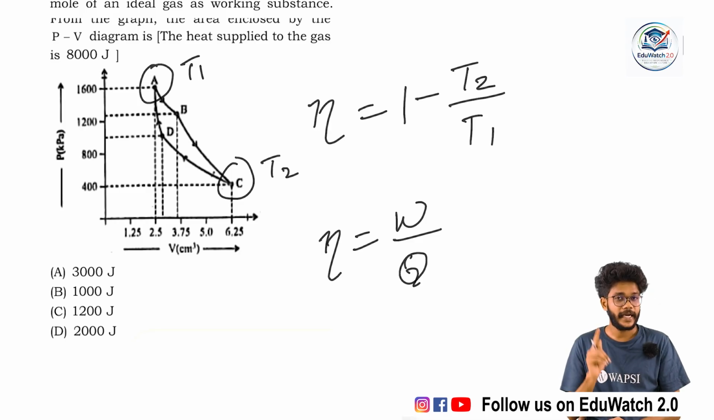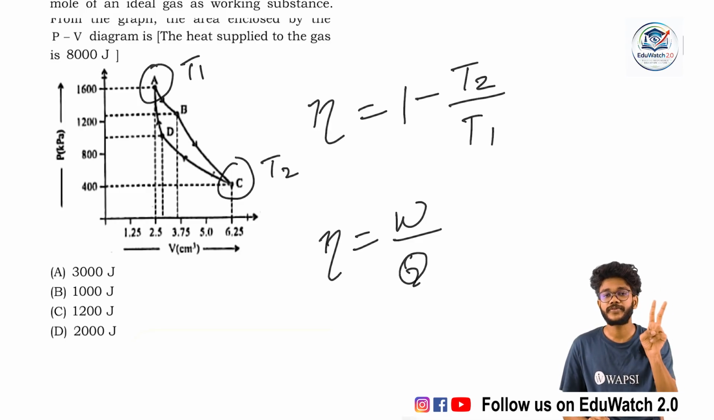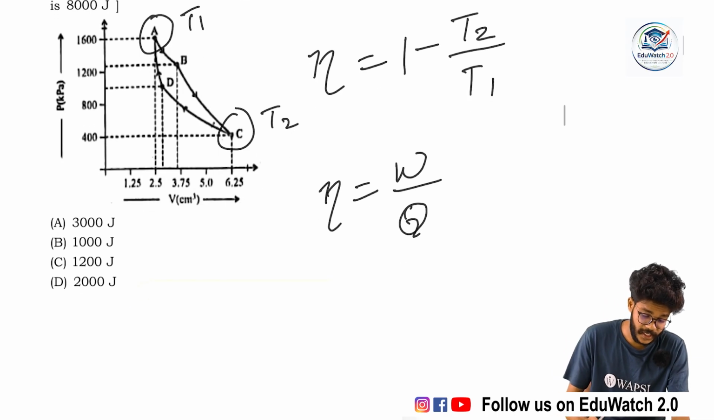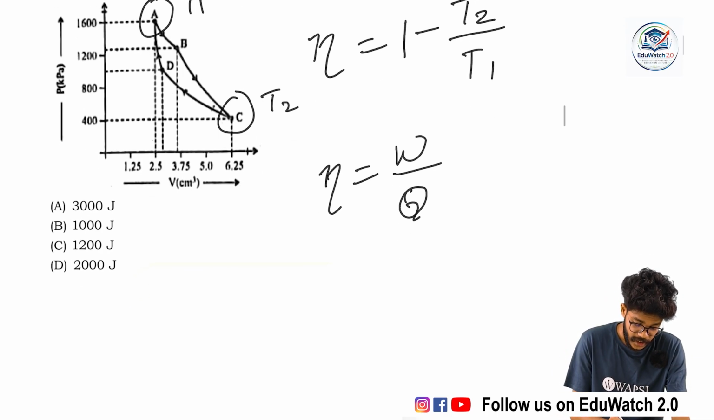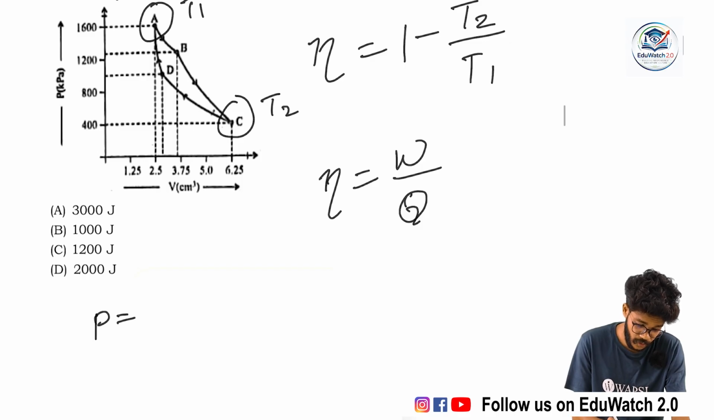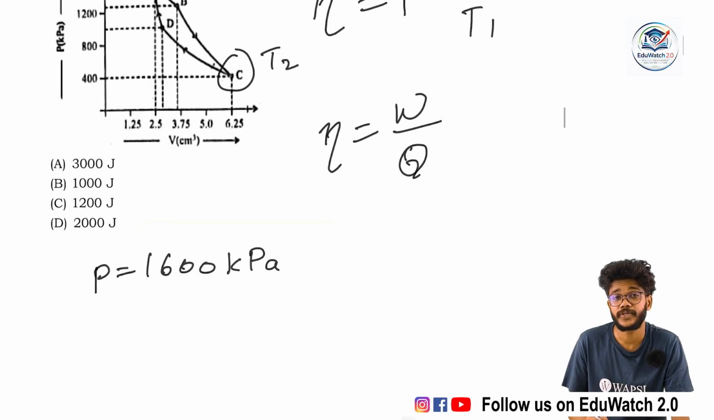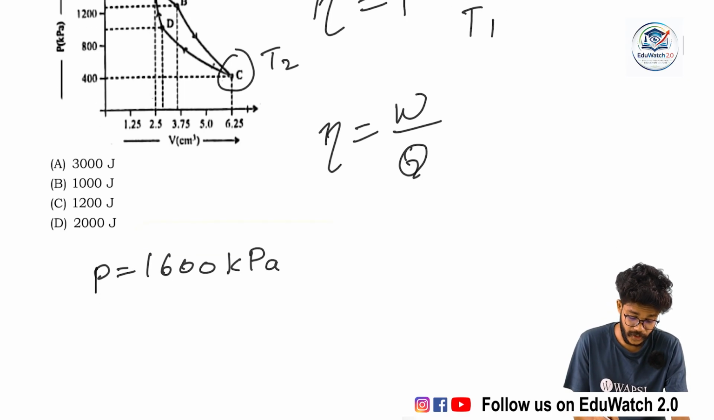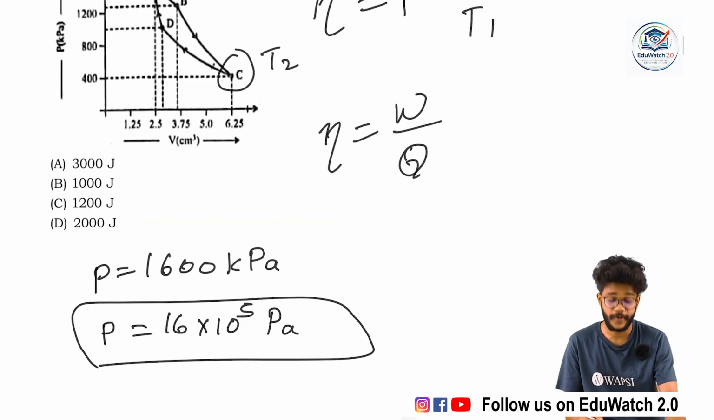And I am again saying that we have two isothermal processes, that means constant temperature processes. From these two isothermal processes, I am finding the temperatures T1 and T2. Now we can find what is T1. Pressure is given as 1600 kilopascal. The standard unit of pressure is Pascal, so we need to change it into 16 into 10 raised to 5 Pascal.